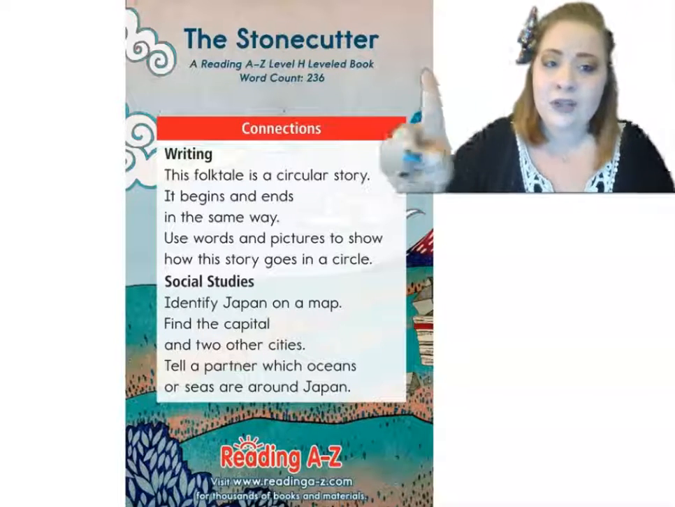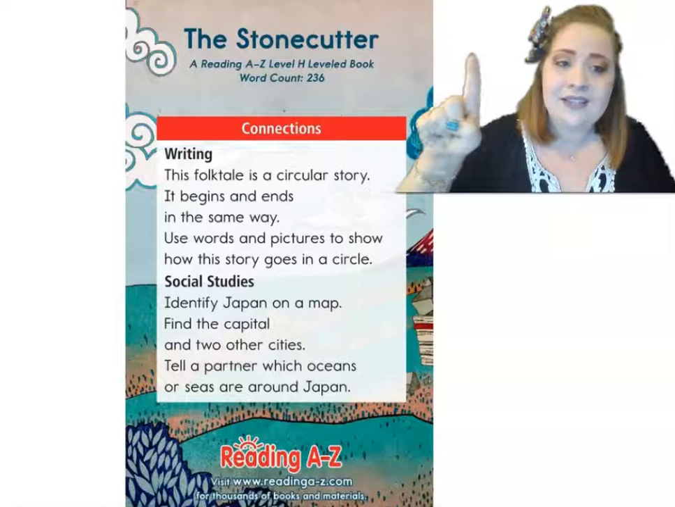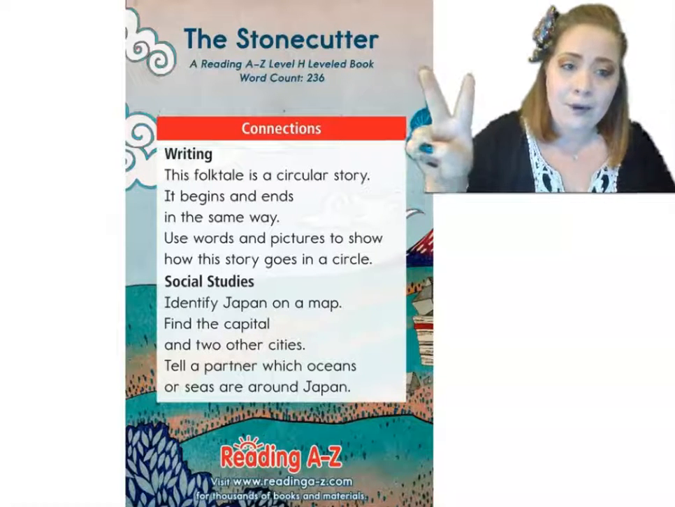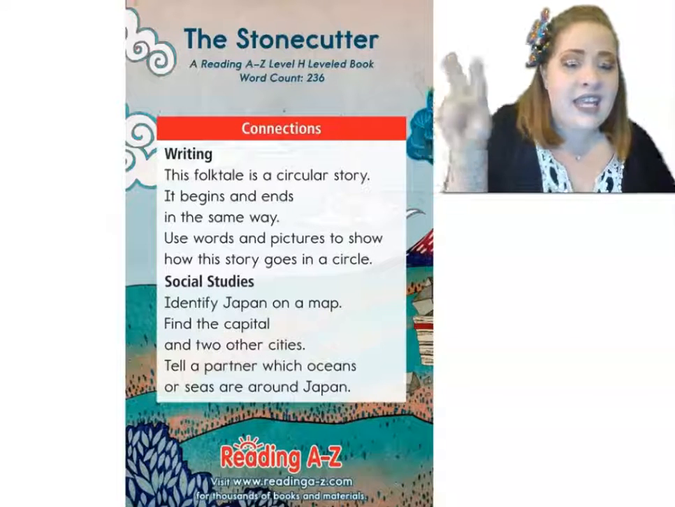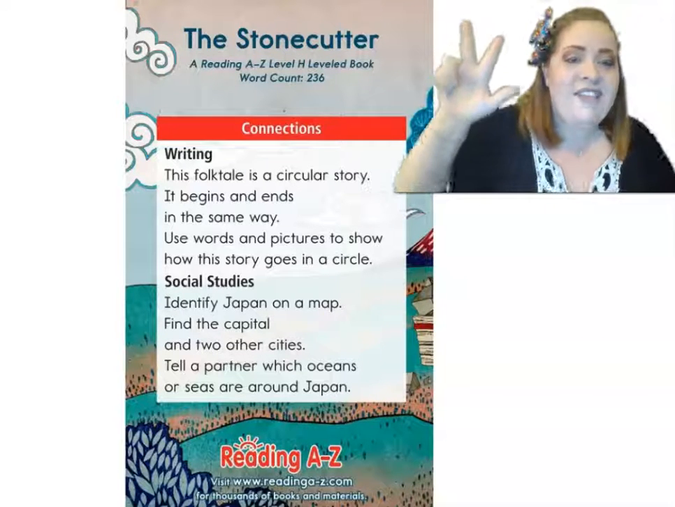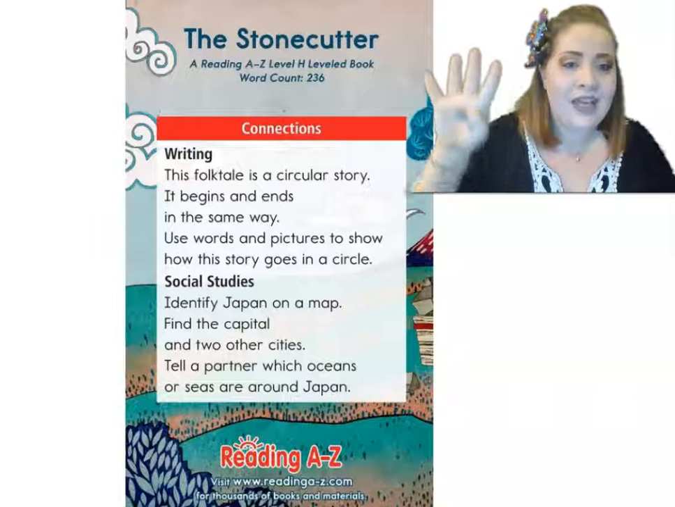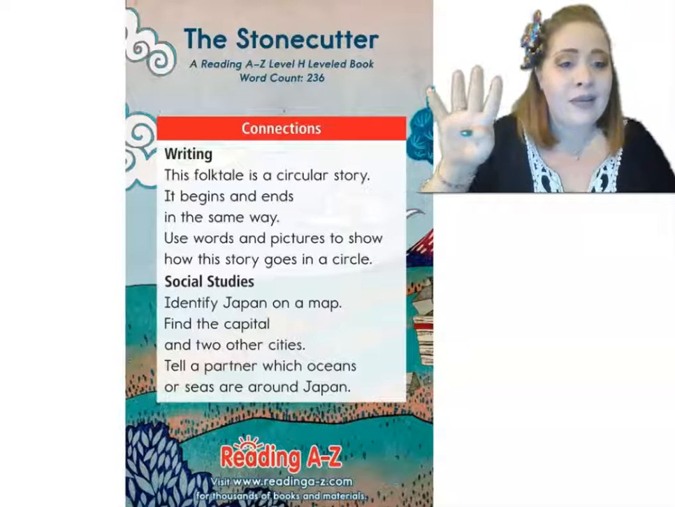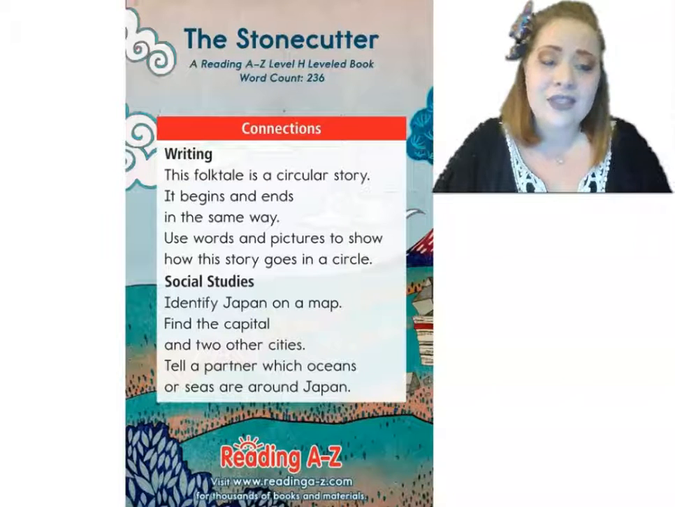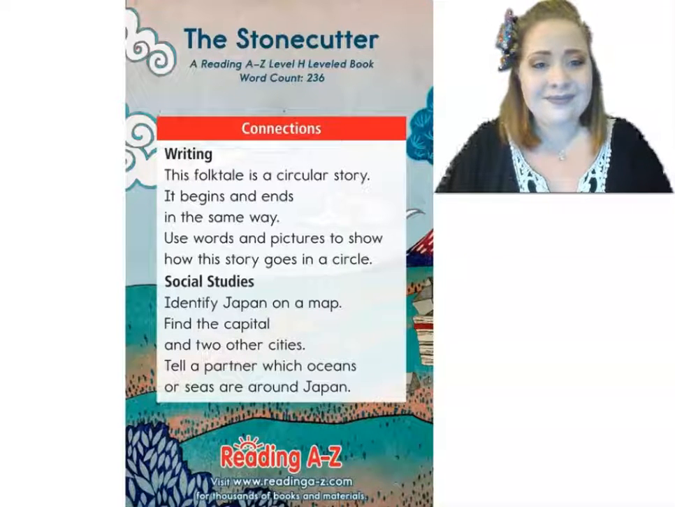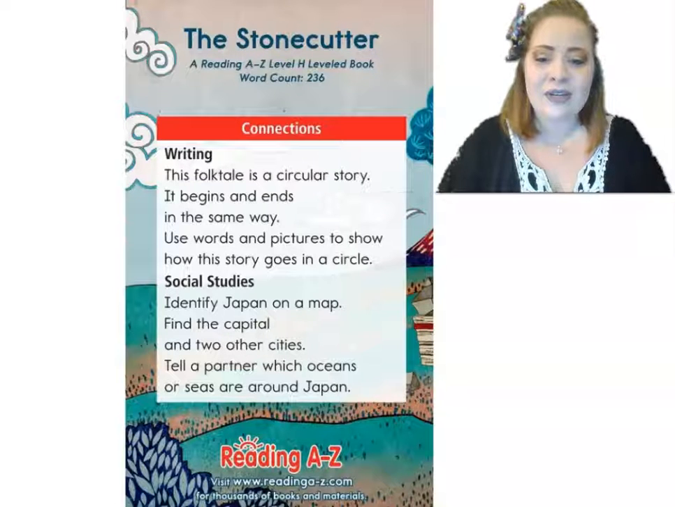Remember when he became the merchant? First, he became the merchant, and then he was envious of the emperor, and he became the emperor. Then he was envious of the sun, and he became the sun. Then he was envious of the wind and became the wind. Then he was envious of the mountain and he became the mountain. And finally, he returned to being the stonecutter. And he was happy.